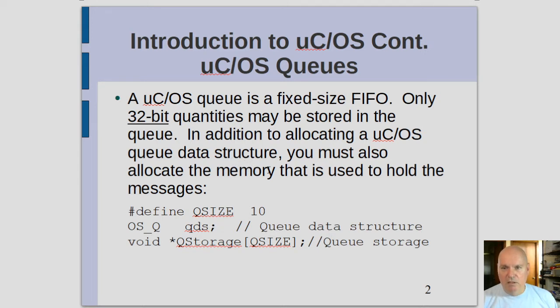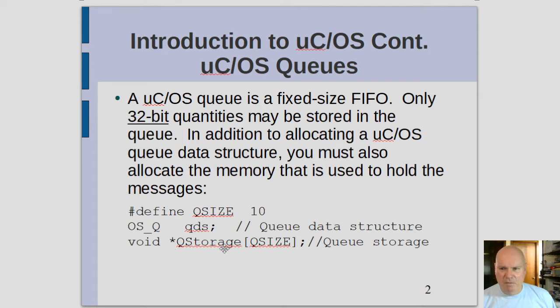In order to use a queue, you have to allocate a queue data structure that needs to be initialized, and you also have to allocate the memory that is used to hold the messages in the queue. So here's an example where I'm creating a queue data structure. It has to be of type OS_queue, and then I'm actually setting aside storage. In this case, it's void star pointers, so it would be 32-bit pointers that we could stuff in here, pointers to any data type.